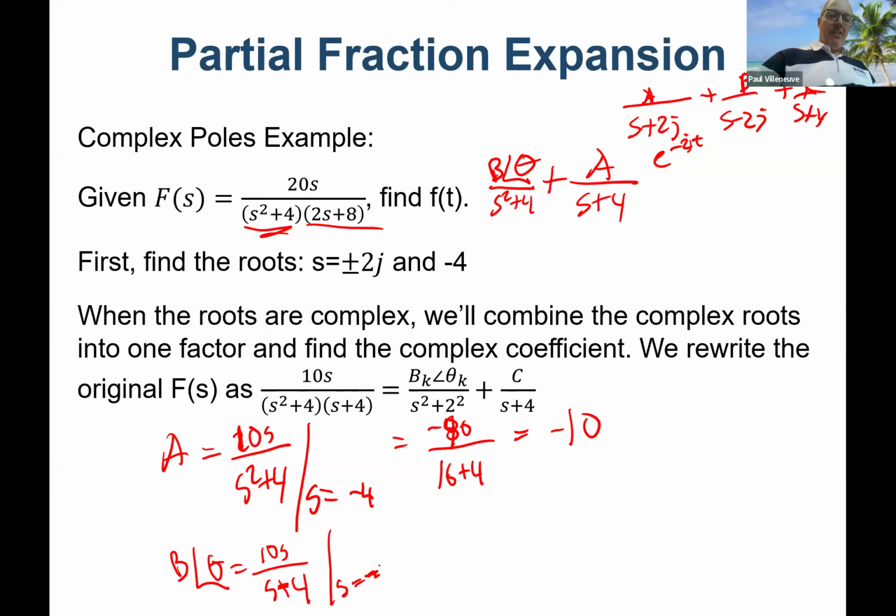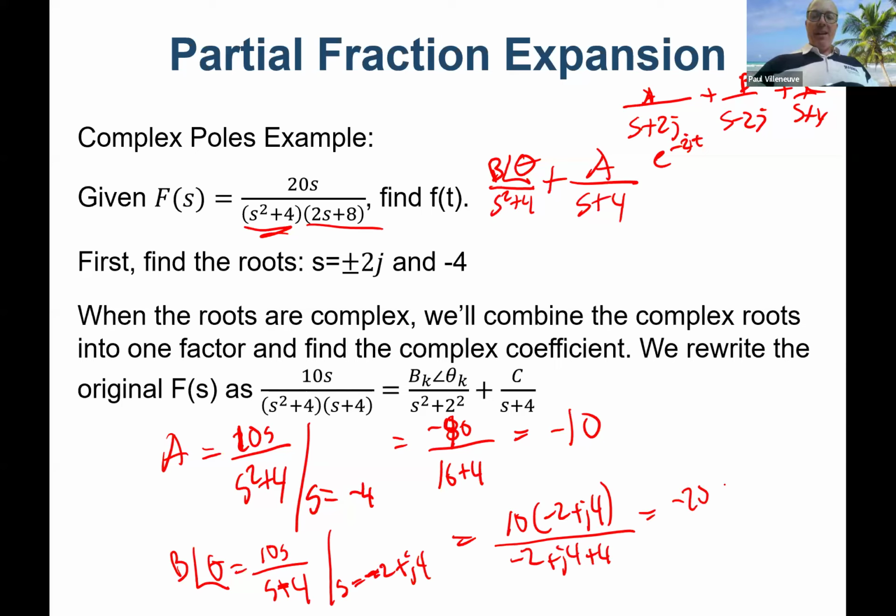S equals -2 plus J4. So that's going to be equal to 10 times -2 plus J4, all over -2 plus J4 plus 4. So that's equal to -20 plus J40, all over 2 plus J4. I can see that I've got a complex number divided by a complex number, which most likely means I'm going to have a magnitude and an angle for my B at an angle of theta.